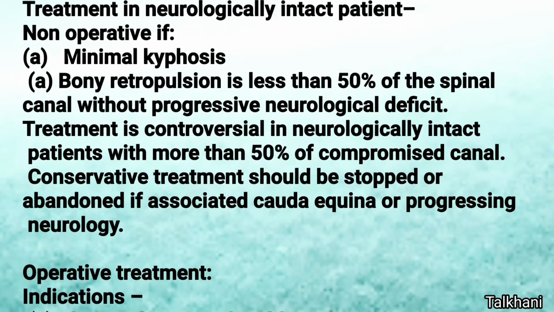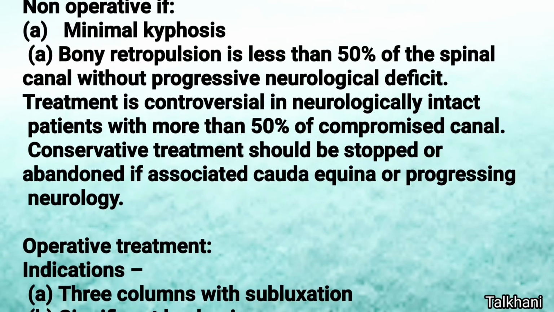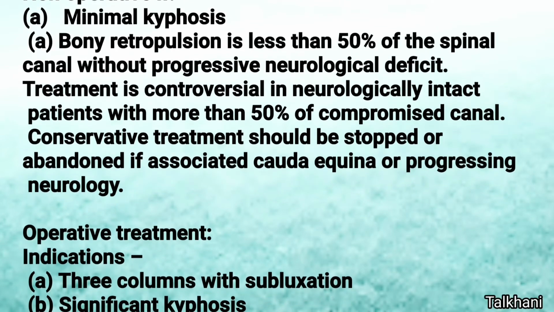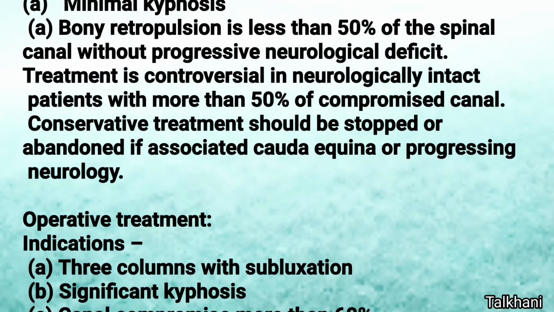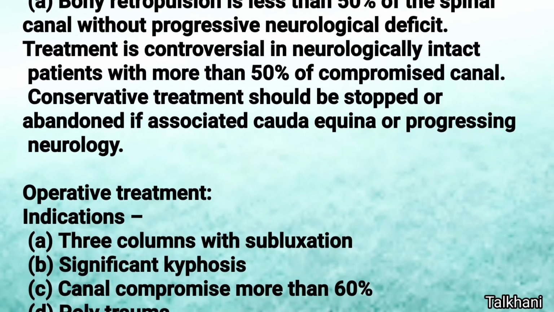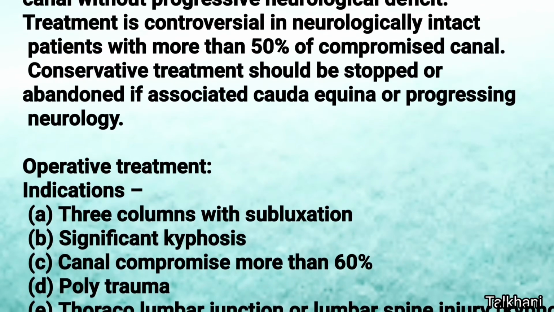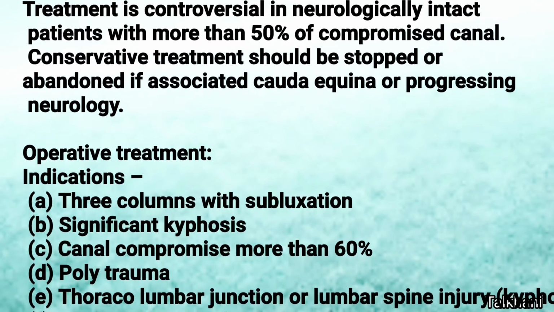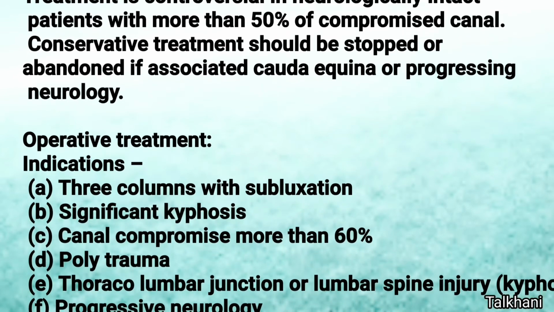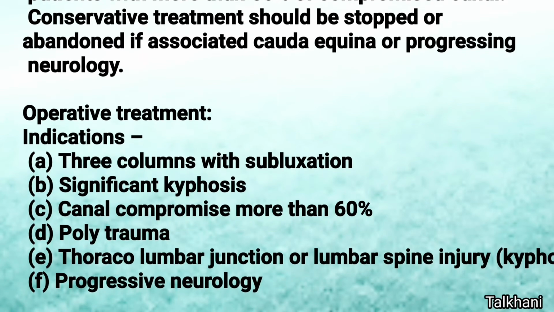Indications for operative treatment in burst fractures are A. All three columns involved with subluxation of the vertebrae. B. Significant kyphosis. C. Canal compromise more than 60%. D. Polytrauma with associated injuries. E. Thoracolumbar junction or lumbar spine injuries where kyphosis is poorly tolerated. And F. Progressive neurology.